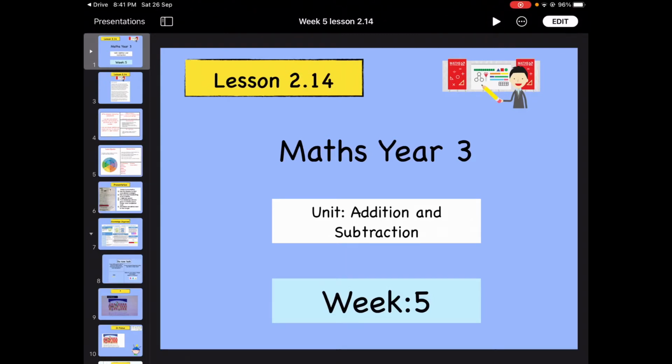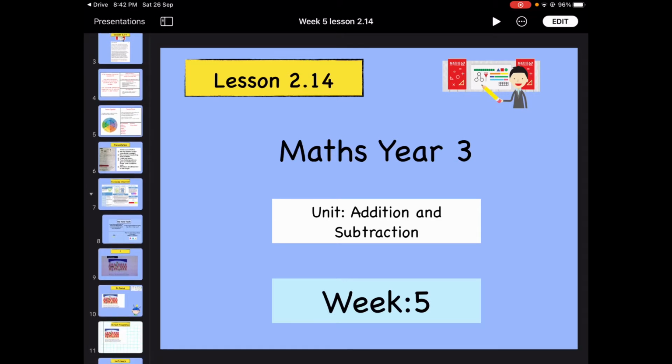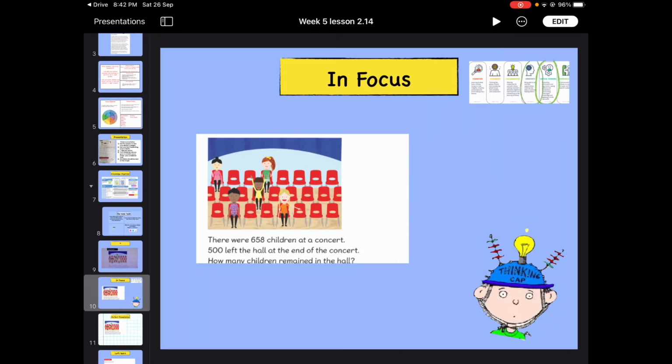Lesson 2.14 Unit Addition and Subtraction. In focus task.